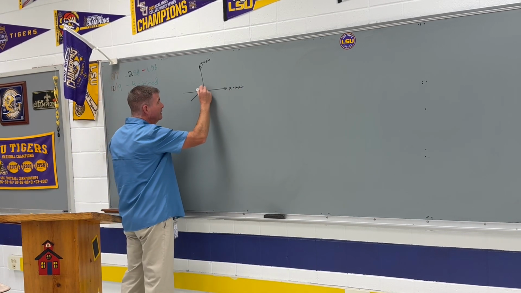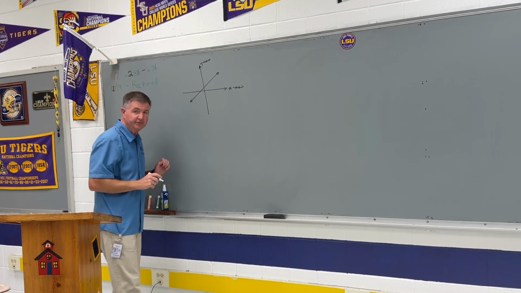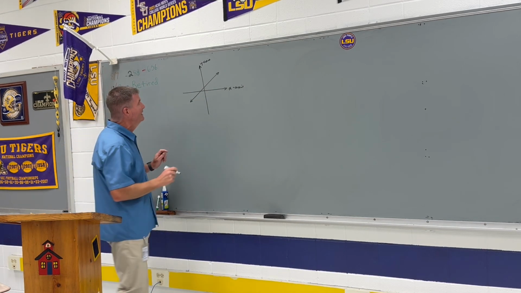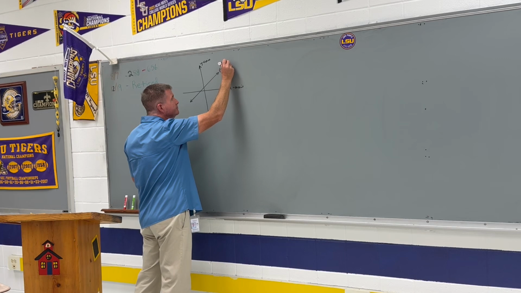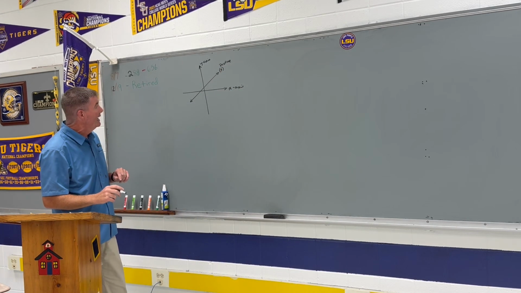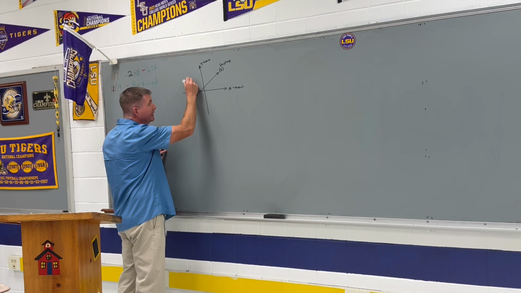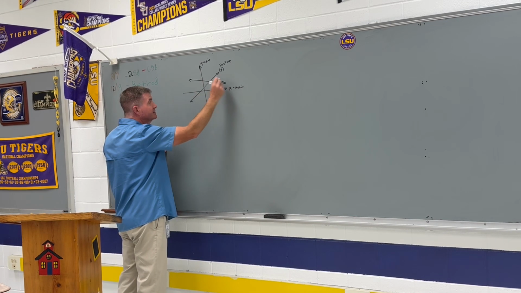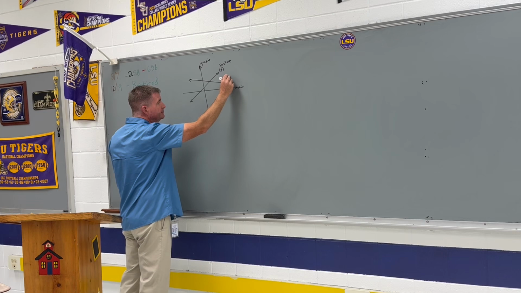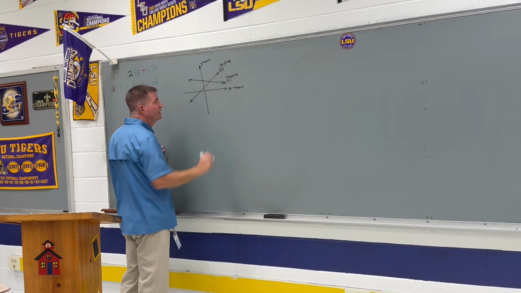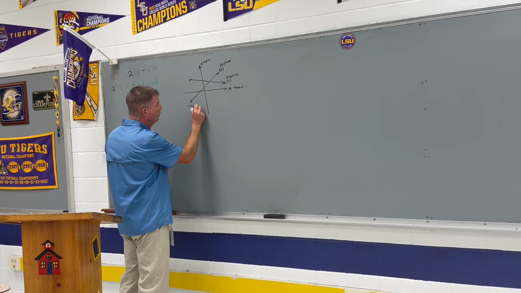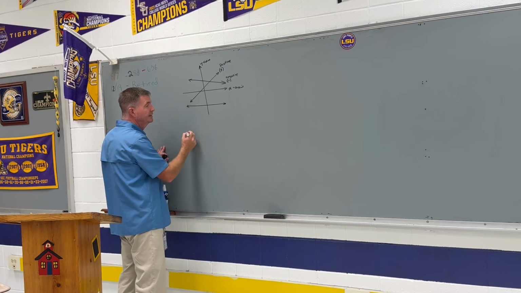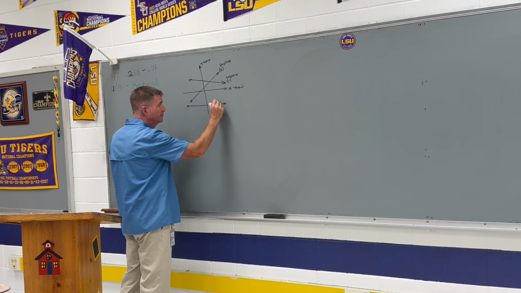If the slant from left to right, because it's always left to right, is going uphill, then this is called a positive slope. If the slant from left to right is going downhill, then this is called a negative slope. If from left to right, the line is not going up or down, it's just going horizontal, then this is called zero slope or no slope.